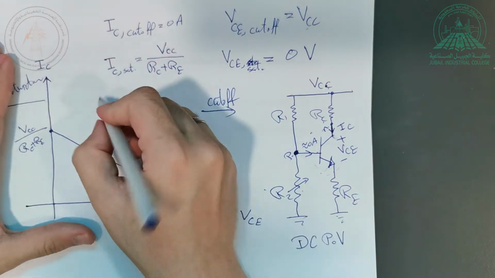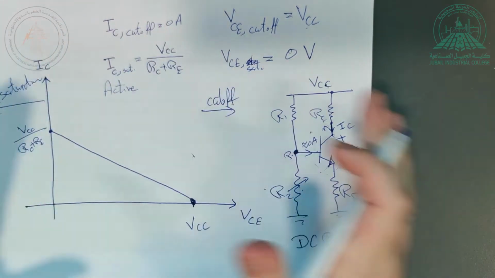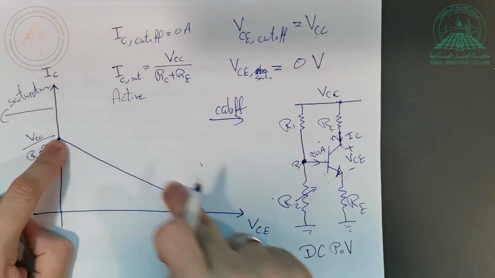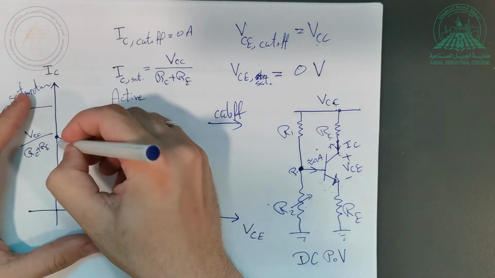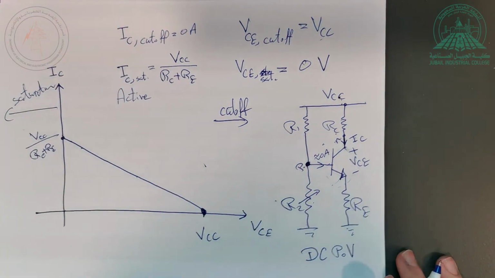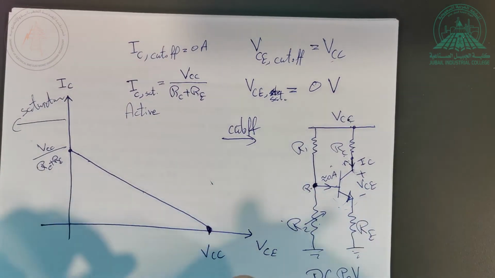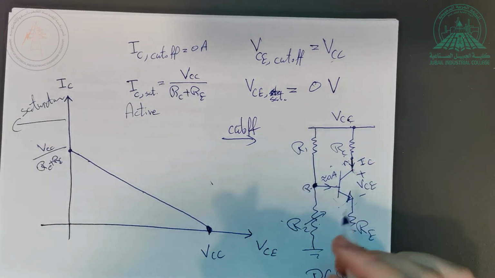In the middle, here is your useful active mode, where the device is going to act as an amplifier. This is where you want to be. Okay, as long as you are here, you can be at any point. Remember we said you have different operation points, but the one that you are working at, I'm going to put a value for R2 here.